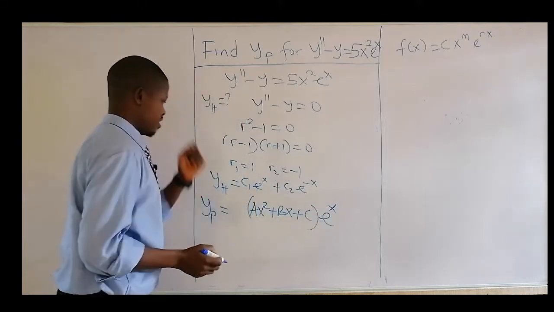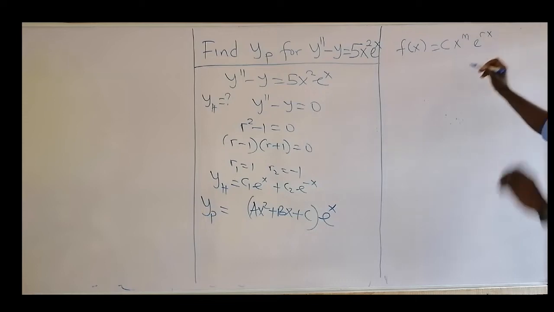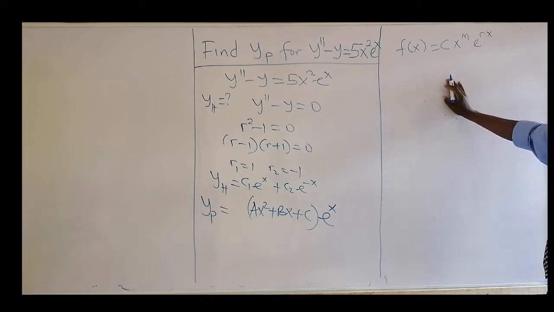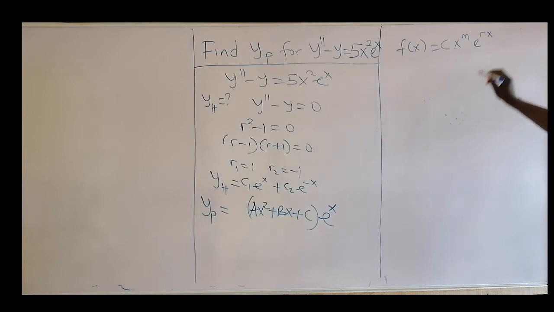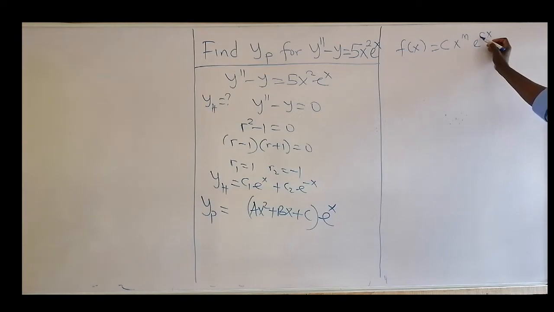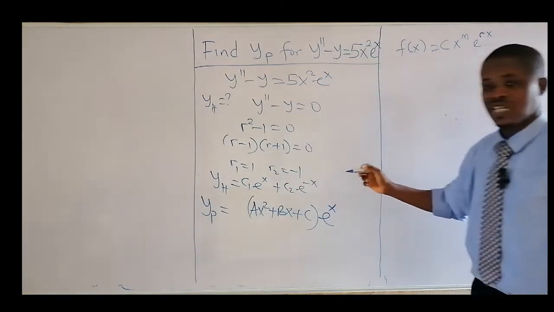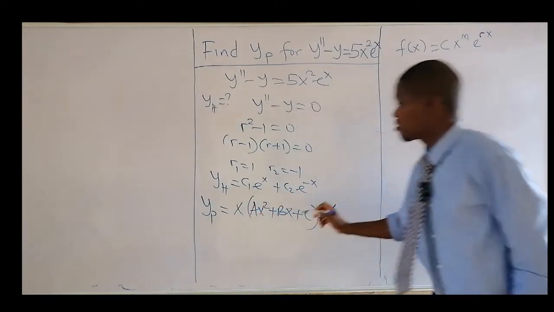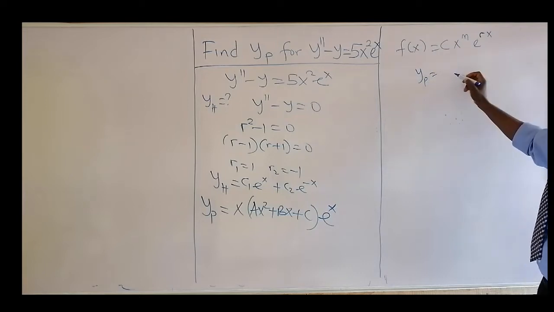Okay, so the question to ask now is, are the auxiliary roots equal to the r you have here? If one of them is equal to the r you have here, which is 1, only one of them is equal, in that case now, what? Don't forget, we said your yp for this expression will be equal to what?